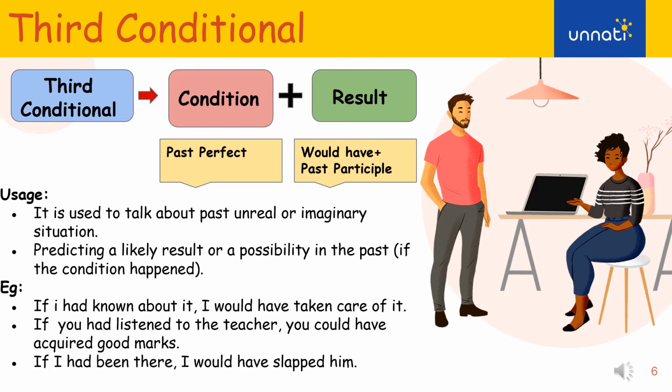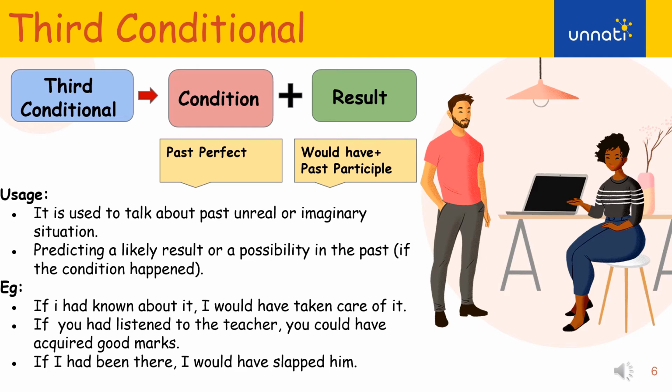Let us look at the second example. If you had listened to the teacher, you could have acquired good marks. So it's a past incident. Did you actually listen to the teacher in the past? You did not. But if you had listened to the teacher, you could have acquired good marks, which is a possibility of the past.